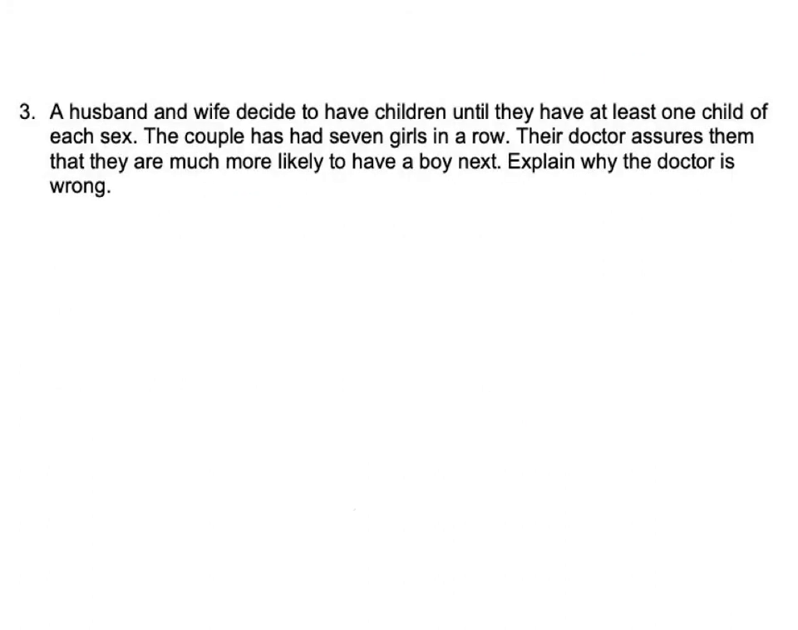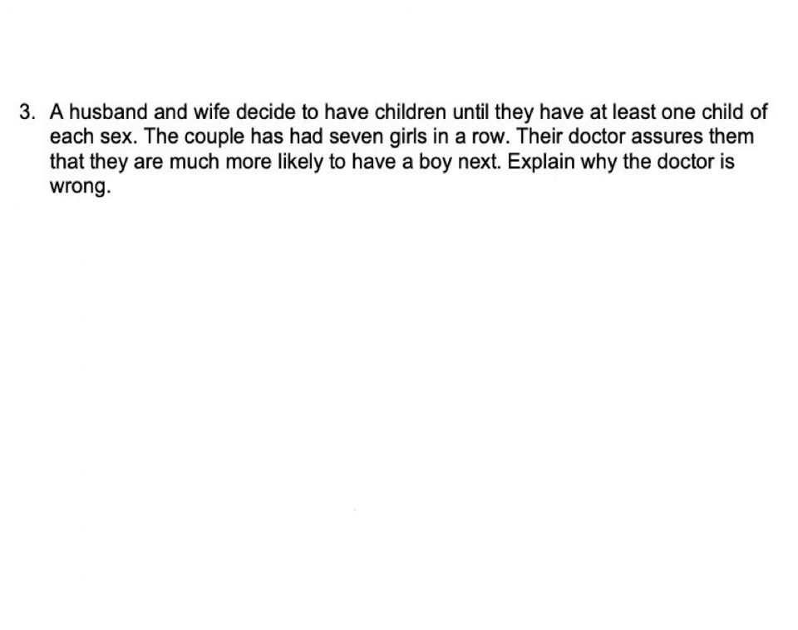Finally, gotta love this scenario. A husband and wife decide to have children until they have at least one child of each sex. The couple has had 7 girls in a row. Their doctor assures them that they are much more likely to have a boy next. Explain why the doctor is wrong. You hear people say this sort of thing all the time. They think it's due. Like they've had 7 girls, their chances of having a boy are much higher. Not true. Probability is in the long run, and 7 is not enough to have that probability.